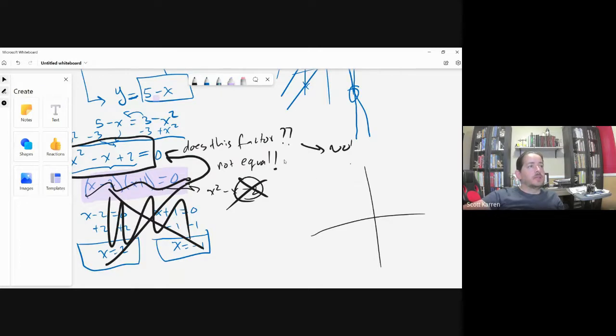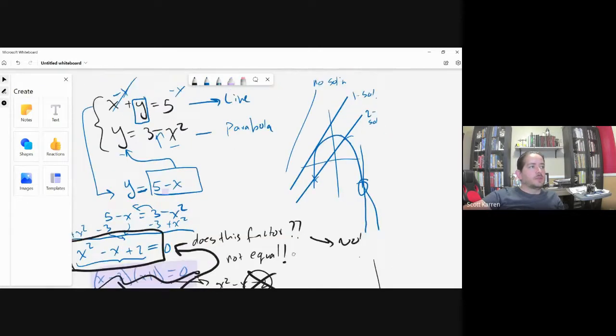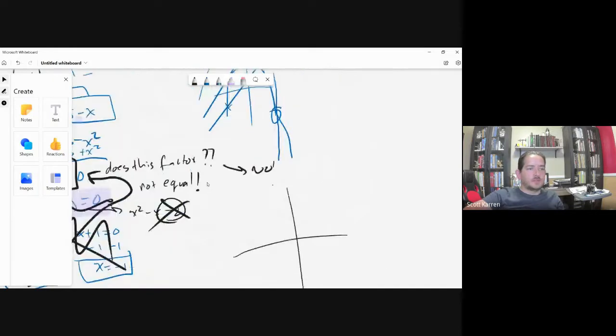The parabola was y equals 3 minus x squared. I would write this, if I'm graphing it, as negative x squared plus 3, right? It's an upside down parabola, meaning it's facing that way. That's been shifted up by 3, right? So 1, 2, 3, and it just looks like this, right?